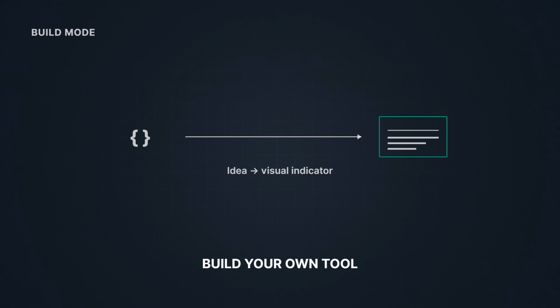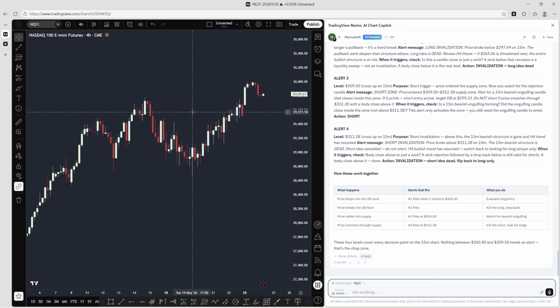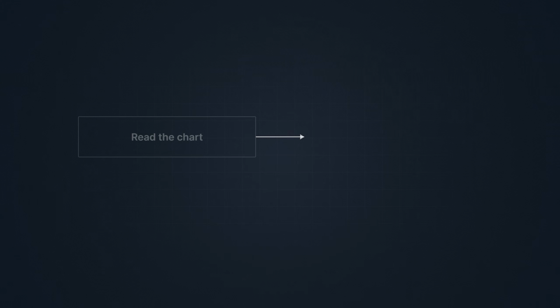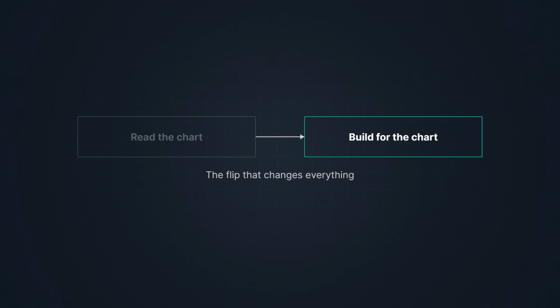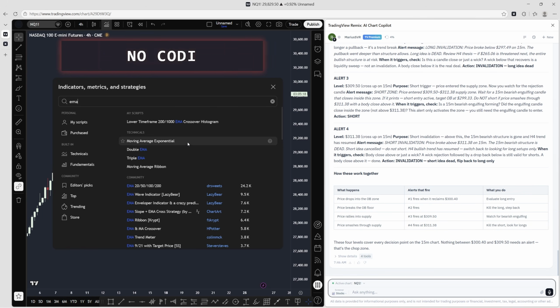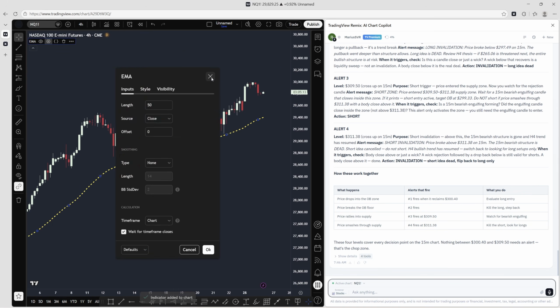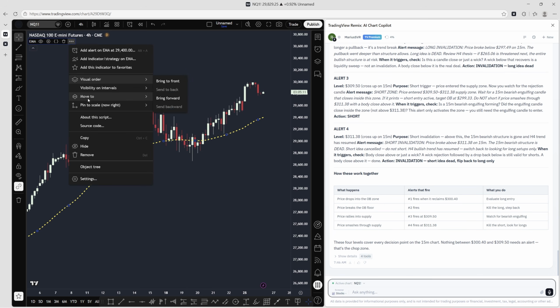Now, the next step is more powerful. You can use Copilot to build a visual tool for your idea. This is where things get interesting, because we're going to flip from using AI to read the chart into using it to actually build a tool for the chart. Do not worry if you cannot code. That is the point of using Copilot here. We will build something simple.